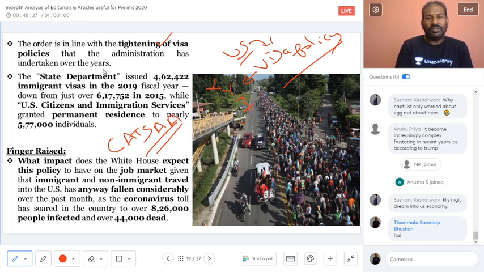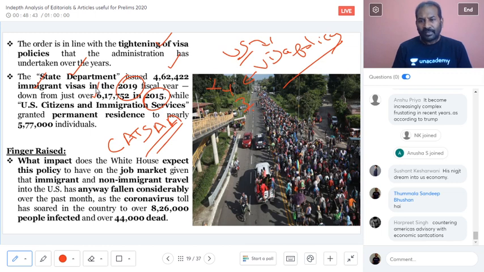And if you look at the state, we'll just talk about a few statistics. The State Department has issued 4,62,452 immigrant visas in 2009. But when we compare it with 2015, it was 6,17,000. Yes, very good, Harpreet. Countering America's Adversaries Through Sanctions. Definitely. Okay.